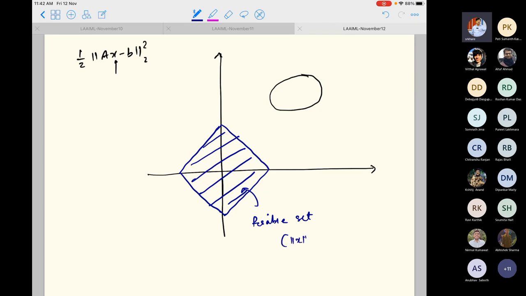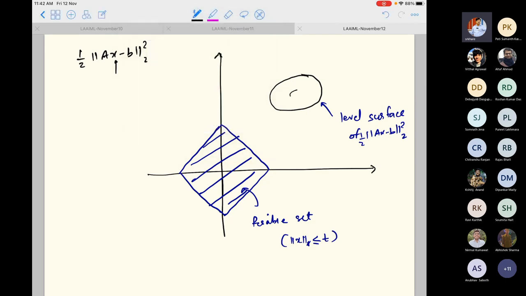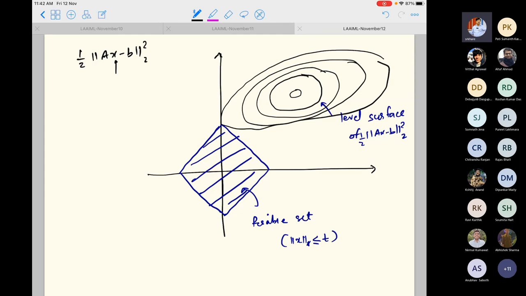What is this feasible set? One norm is less than or equal to t, right? And this is the level surface of half the norm of Ax − b squared. And now what is going to happen? What is really going to happen is, with a very high probability, okay, I'll start looking at the level surfaces. The level surfaces will look like this. So these are the concentric level surfaces, and the chances are really very high.